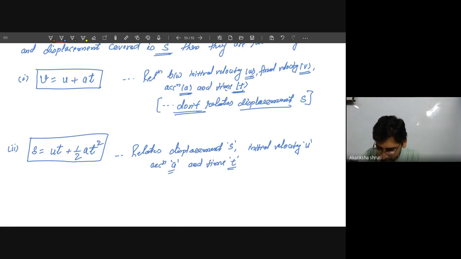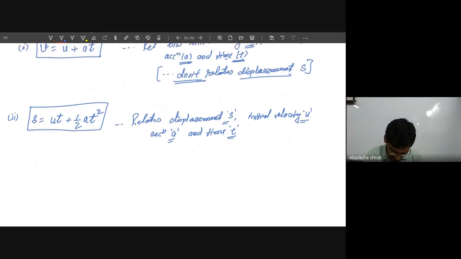Student, you have to keep all these things in mind. All these are vector quantities. So we are relating these vector quantities, so these are vector equations. The third one relates your final velocity with initial velocity, acceleration and displacement. It does not relate the time. That is given by v square equals u square plus twice a into the displacement s. So it is the third one.